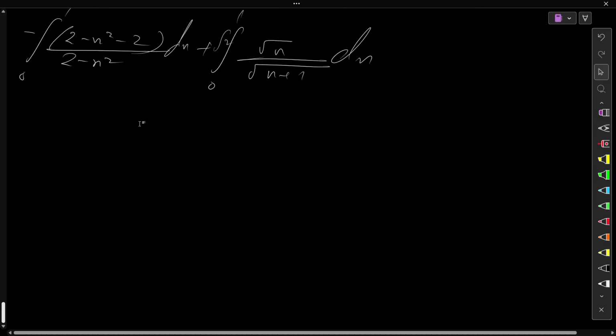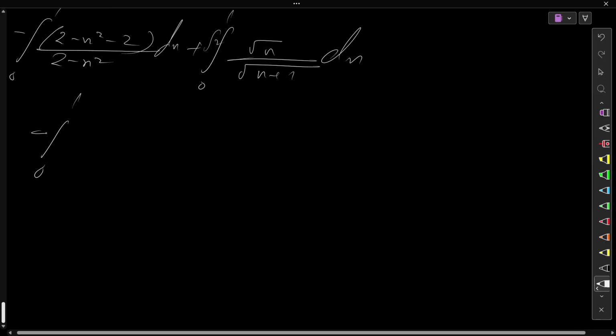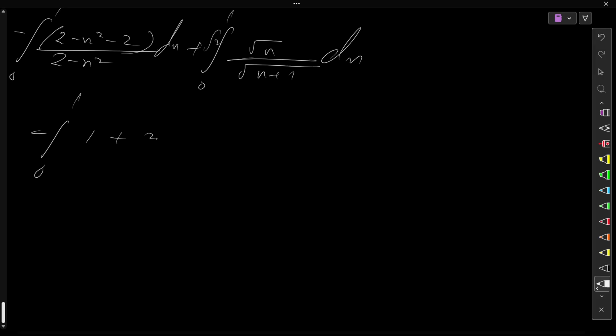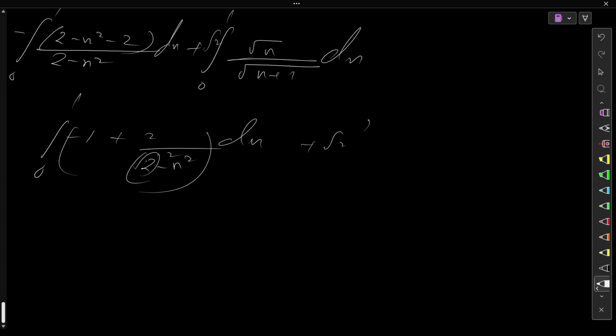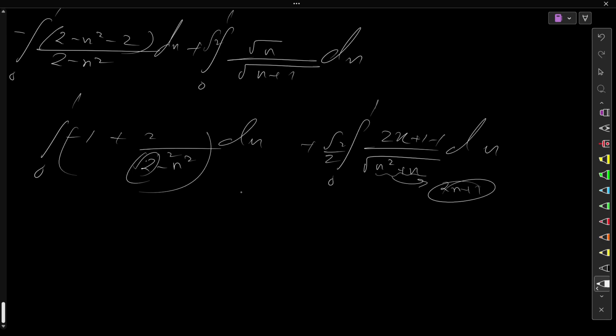From there I'm getting this to be the integral from 0 to 1 of minus 1 plus 2 over 2 minus x square dx. This could be written as root 2 whole square, plus the integral from 0 to 1 of x divided by under the root of x square plus x dx. I'm doing it like this because the derivative of x square plus x is 2x plus 1, so that I can use the substitution.